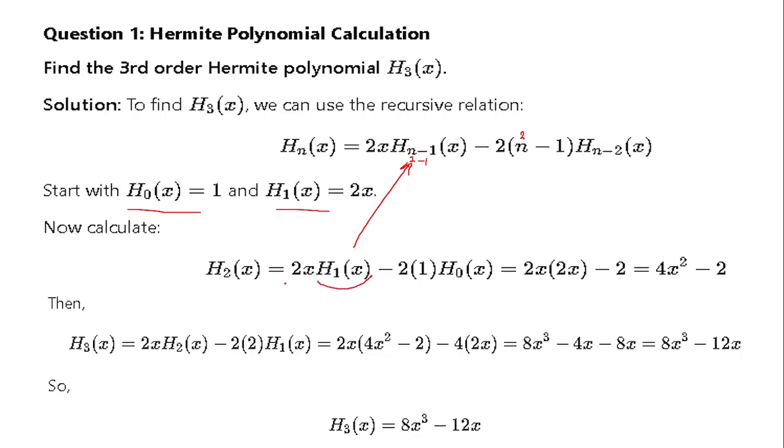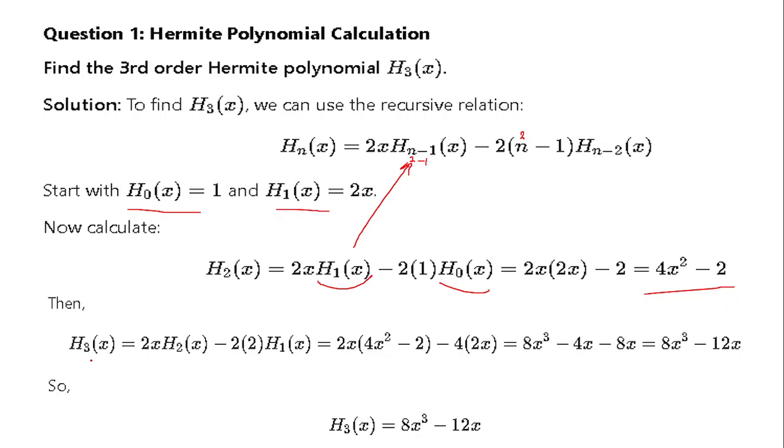So we now make substitution. H of 1 is equal to what? 2x. And then h of 0 is equal to 1. So that's why we put here. Then when we do that, h of 1 is 2x minus h of 0 is 1. So that's why we arrive at this. Then this will give you 4x squared. Is that okay?